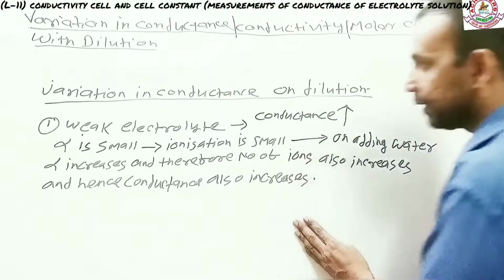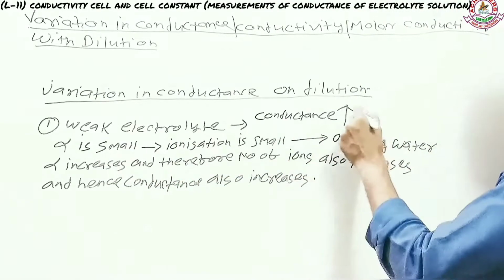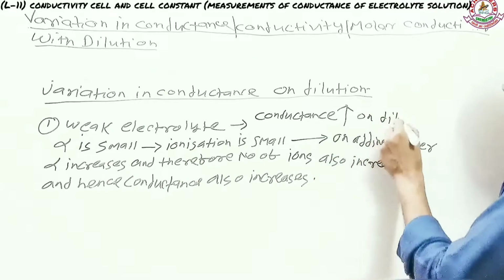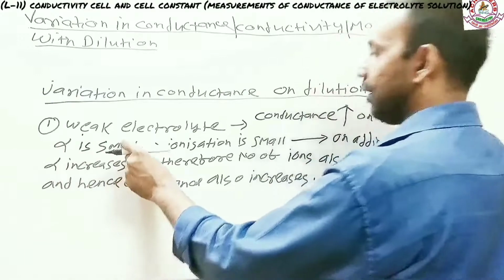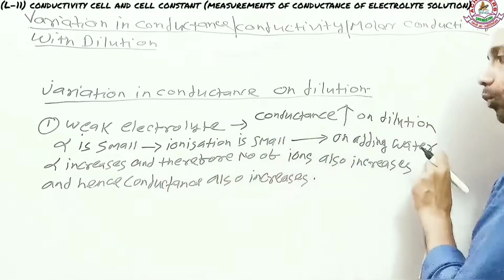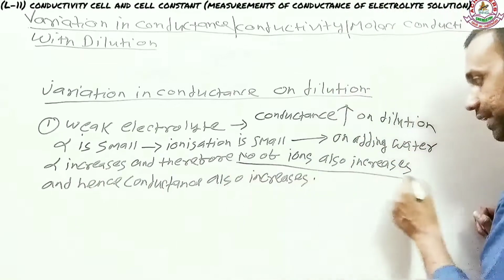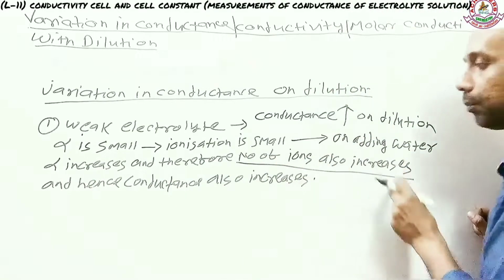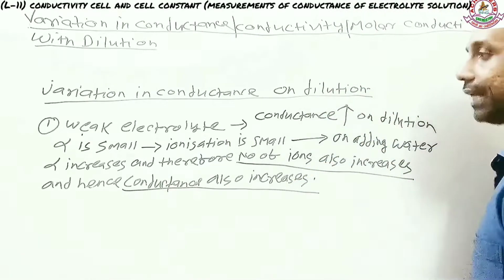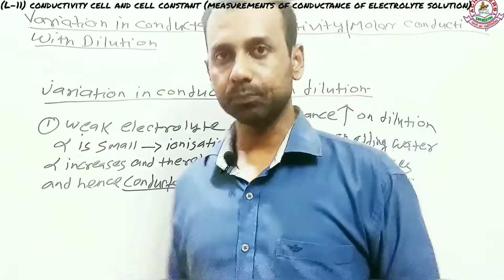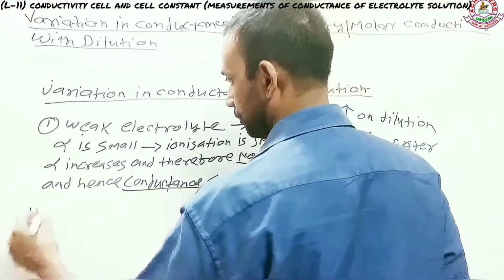So that's what I have made right here. Let me explain that. Weak electrolyte conductance increases on dilution. There, alpha is small, so ionization is also small. But when you add water, the alpha increases and therefore number of ions also increases. Number of ions increases, and if number of ions increases, the conductance also increases. So I hope you have understood the reason behind why conductance increases. Let me take you through the second part, which is strong electrolyte.